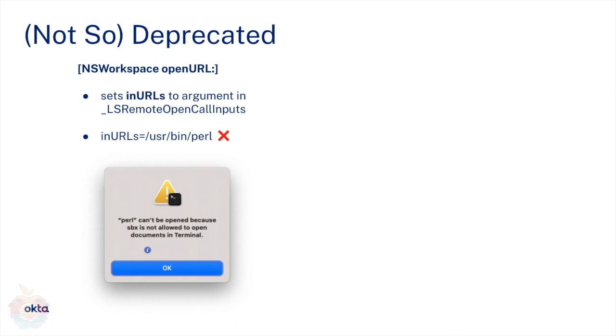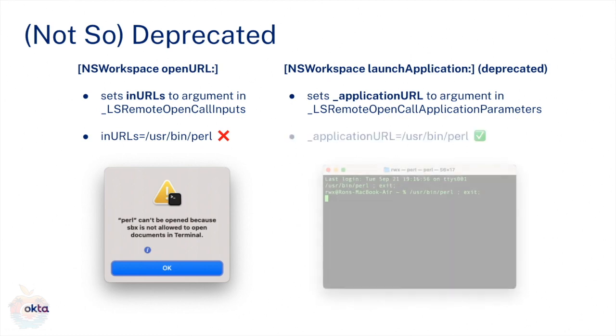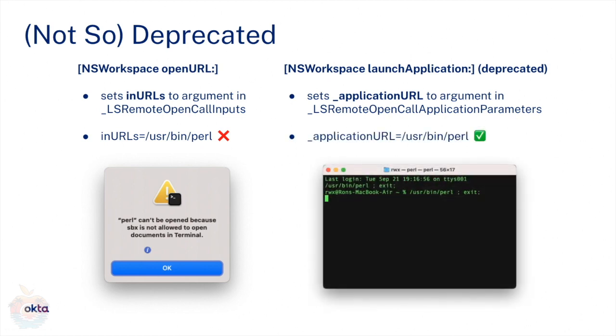Now, what if we look at its ugly deprecated cousin, LaunchApplication? What happens here is it takes that argument and sets application URL in the application parameters structure. This time, passing Perl is going to bypass that check.